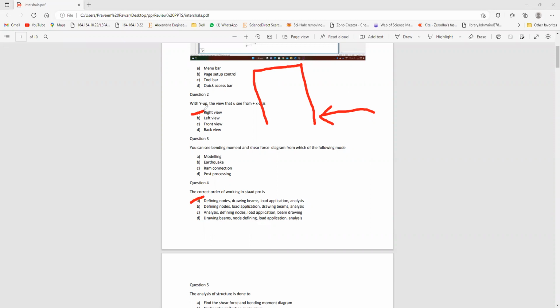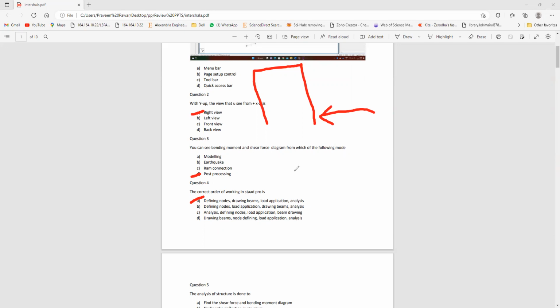For the third question: you can see bending moment and shear force diagrams in which of the following modes? The question is asked like this. After modeling, when we do the analysis and enter into the post-processing mode, we can find reactions, bending moment and shear force. That's the answer.